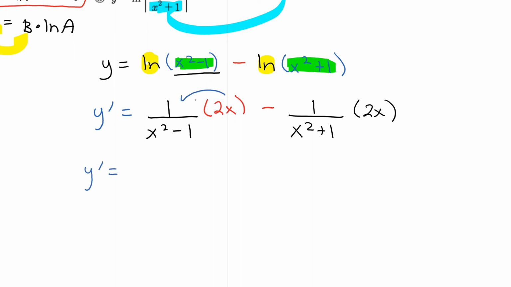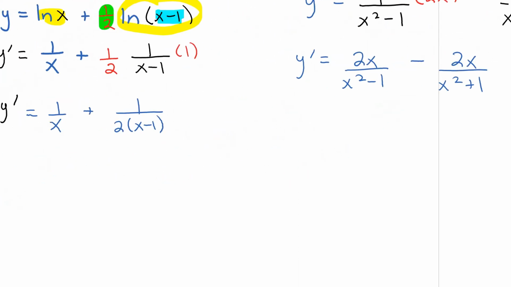You can move the 2x and multiply that with the 1, so 2x all over x squared minus 1, minus, and then 2x times 1 would be 2x all over x squared plus 1. So that is your final answer there. Okay, let's move on to the next question here.